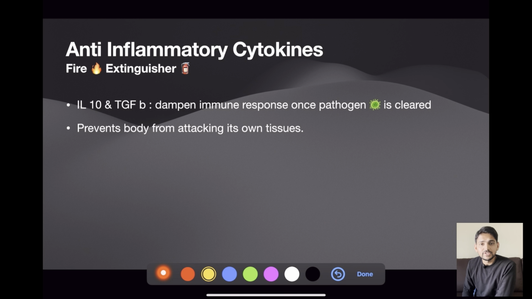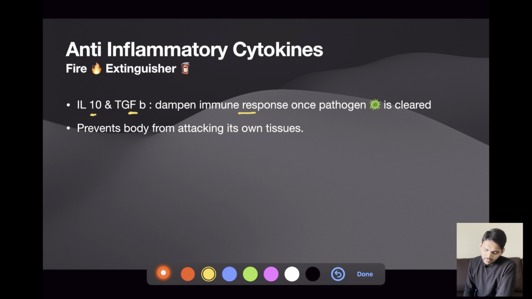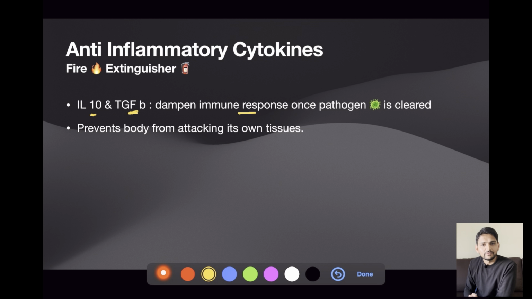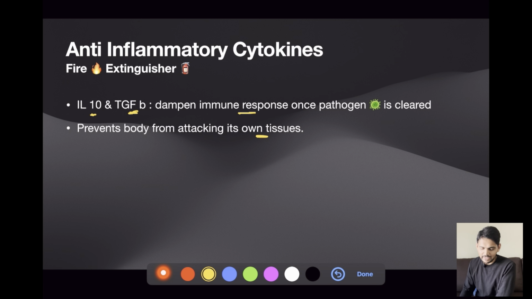Then there are some cytokines which are anti-inflammatory. They are like a fire extinguisher. Commonest examples are interleukin 10 and TGF beta. They will dampen our immune response once the pathogen is cleared. The enemy is killed now, so no need to fight further. That's why these signals will indicate to the body to stop the fight now, otherwise it can harm our own tissues. This is the action of anti-inflammatory cytokines which will come into action once the pathogen is cleared.